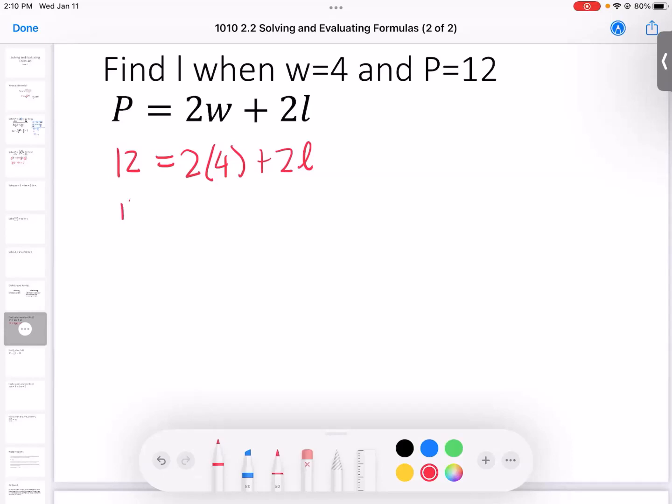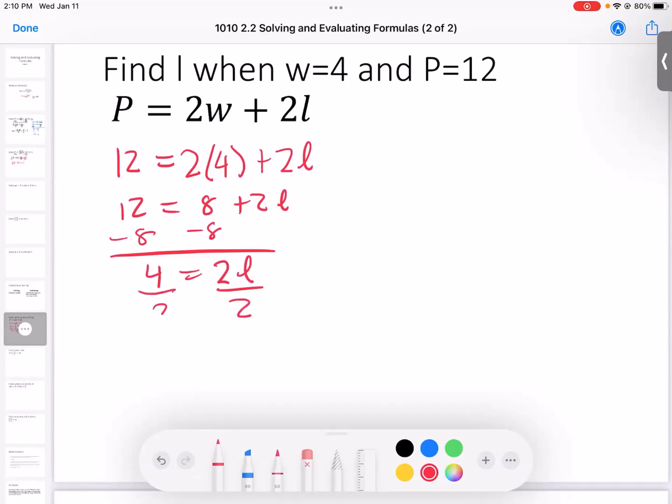So in this case, you do 12 equals 8 plus 2L, subtract 8 from both sides. That would give you 4 equals 2L. And then you would divide both sides by 2. So you get 2 equals L, and that would be your answer.